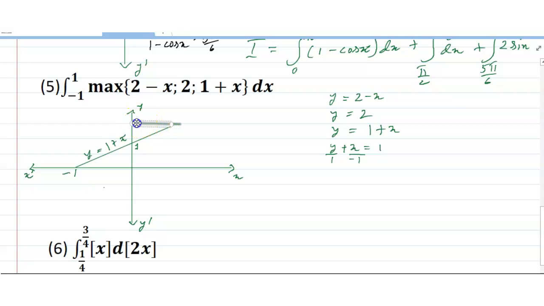value is, this is the 2, this portion is, this is 2 and this is 1, this portion is 1 and this portion is 2. So I just draw this way, and this is 1 comma 0, and this portion's starting point is 1 comma 2. Now another portion is 1 plus x. This portion is y equals to 2 minus x. Intersection portion is this, and intersection portion is also this 2 comma 0.